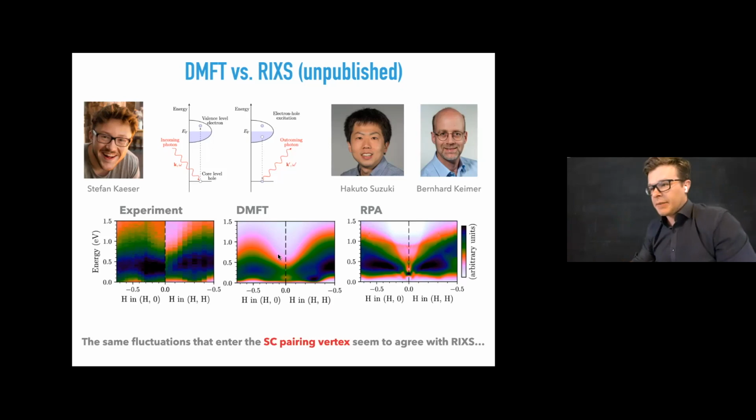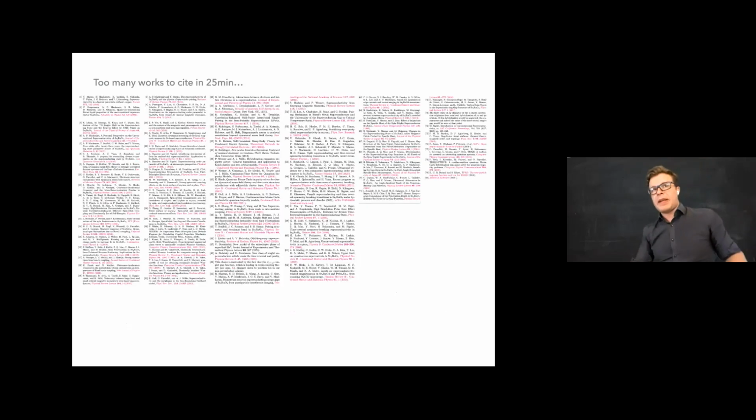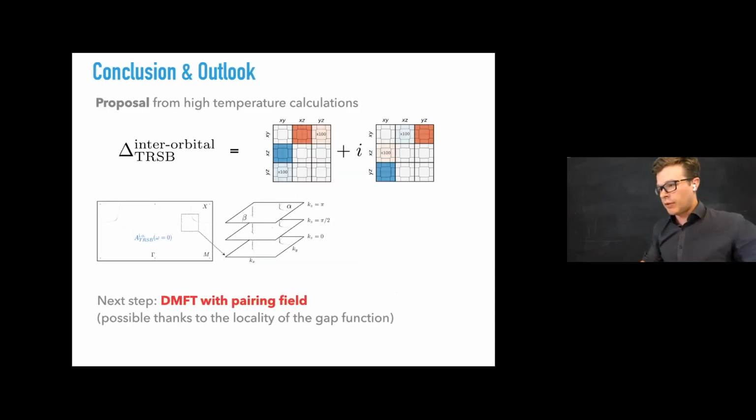Okay, I've probably insulted many people by not citing them. There are very important related works to ours, namely RPA study of the gap functions, which can be seen here, and there is also a GW plus DMFT kind of study by Schilfgarde group, which is closely related to what we do. And if you are interested, because the interorbital gap functions are a very interesting topic by themselves, I would like to feature here work which has been done in the group of Philip Bryden, also by Henry Menke, for Bogoliubov Fermi surfaces. But there are too many references to be given in 25 minutes. So I apologize for not citing probably many and leave you with this conclusion slide.